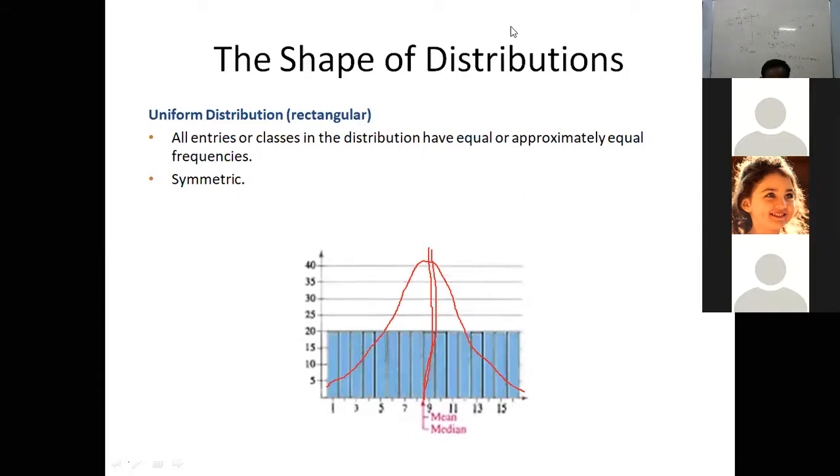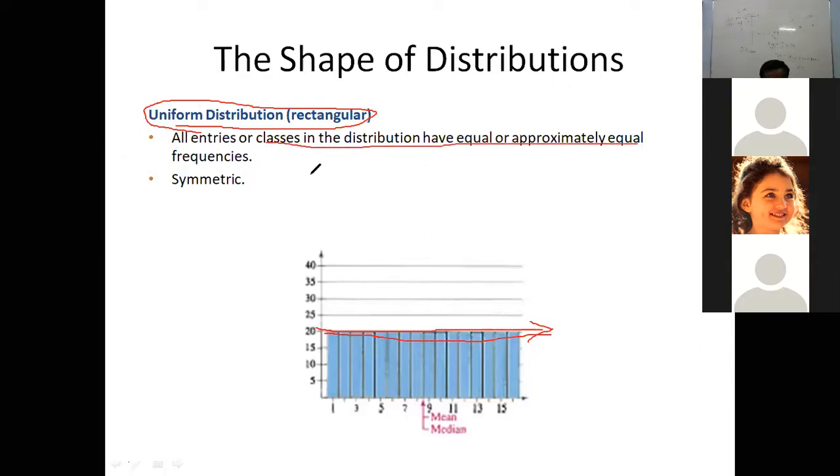Right. Now, if you look at another distribution, right? It is called a uniform distribution. We may talk about uniform distribution later, uniform probability. So it is uniform, whether the values increase or decrease, doesn't matter. This is consistent, right? So it is a uniform distribution, right? So all entries or classes in the distribution have equal or approximately equal frequencies.